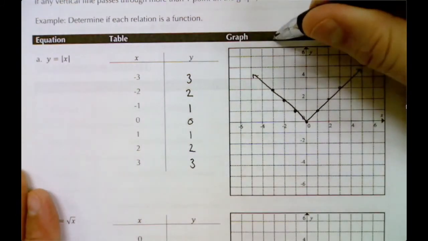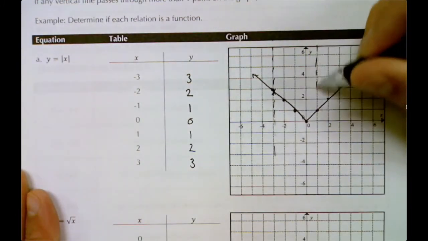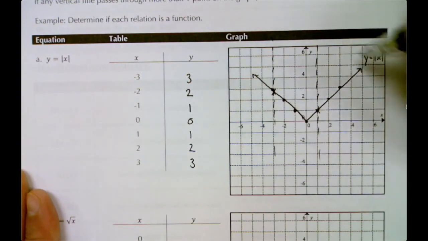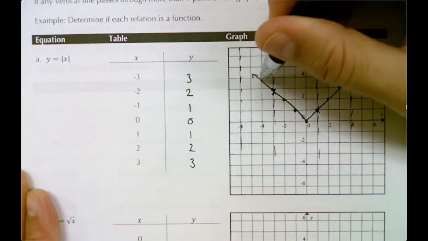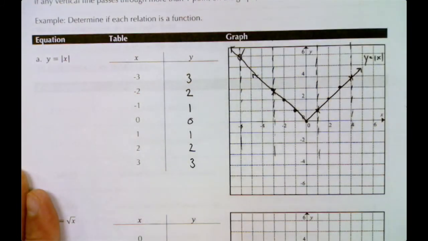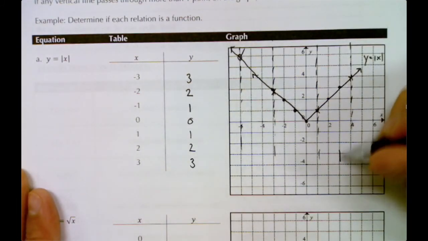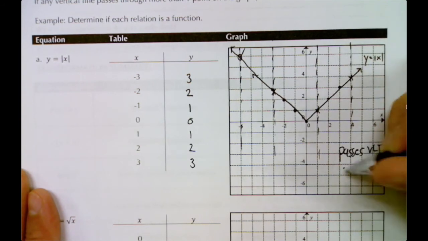So I'm going to do a couple of vertical lines here. There's one, it only hits once. There's another one, it only hits once. There's another one, it only hits once. If I do one over here, doesn't look like it hits, but this graph continues. It would hit right here, so it only hits once. So this passes the vertical line test, therefore it's a function.